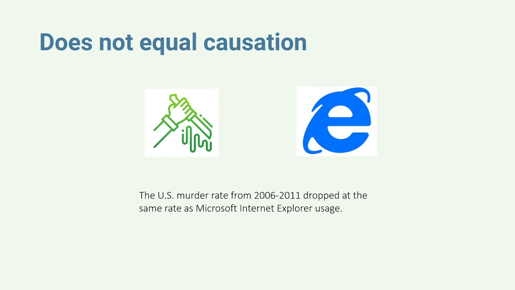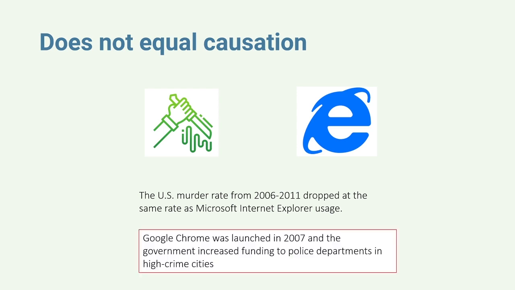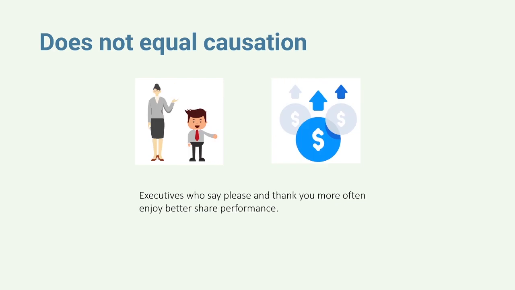The US murder rate from 2006 to 2011 dropped at the same rate as Microsoft Internet Explorer usage. What's a logical reason for these two things to be related? Well, this one was somewhat of a trick. Maybe there is no relationship. Google Chrome was launched maybe in 2007, and the government at the same time might have increased funding to police departments in high crime cities. Executives who say please and thank you more often enjoy better share performance.